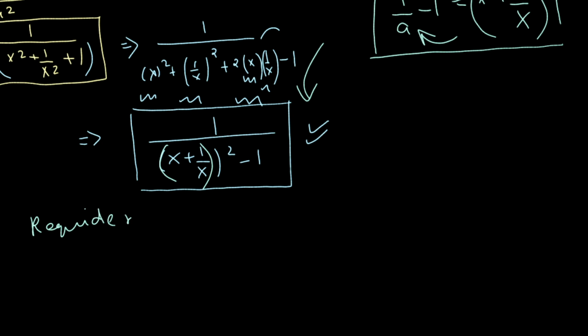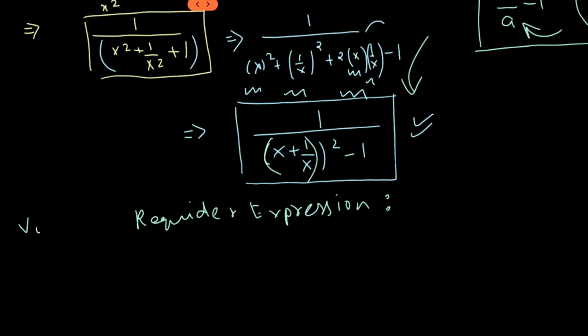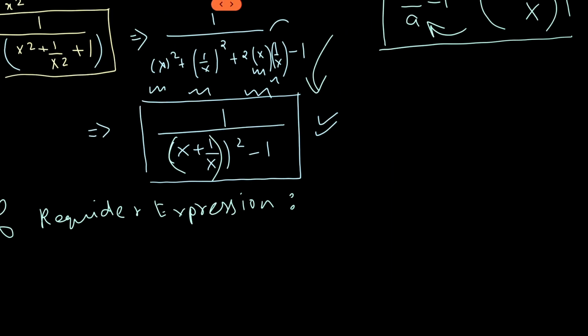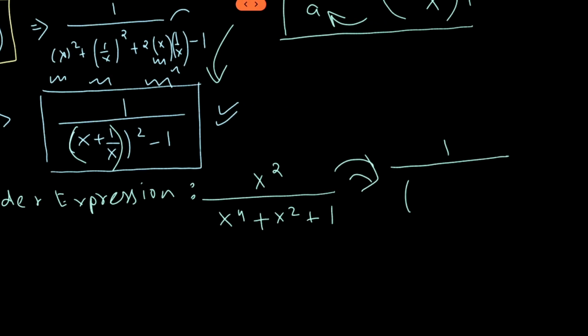So required expression. To be more precise, we have to write the value of the required fraction. So the original question was to find the value of the expression x square upon x to the power 4 plus x square plus 1. We modified this and we got this equals to 1 upon x plus 1 upon x the complete square minus 1. If we simplify this, we will reach back the same thing. We just modified and rewrote that into this.